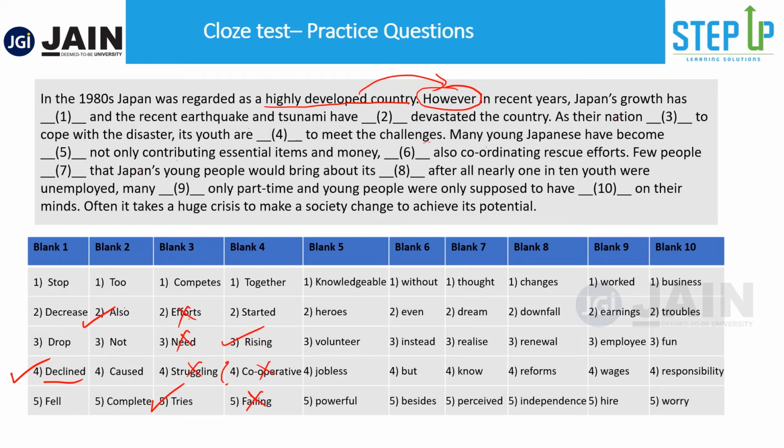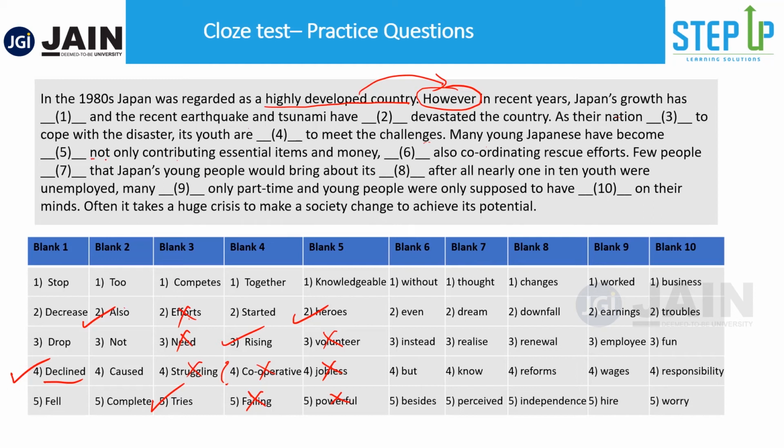Many young Japanese have become dash, not only contributing essential items and money, but also coordinating rescue efforts. So something positive about them, right? So many young Japanese have become knowledgeable, heroes, volunteer, right? Jobless, no. Powerful, no. It should be heroes, because they are contributing essential items and also coordinating. So you're talking about something positive, right? So they're not only contributing essential items and money, and now not only this but also, right?